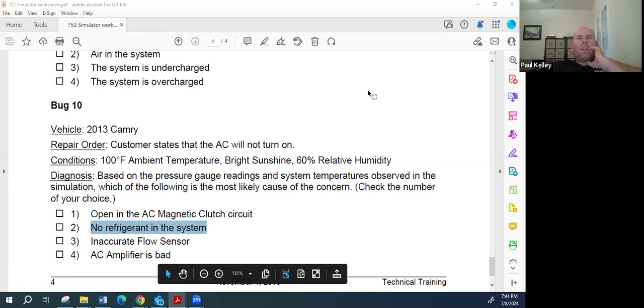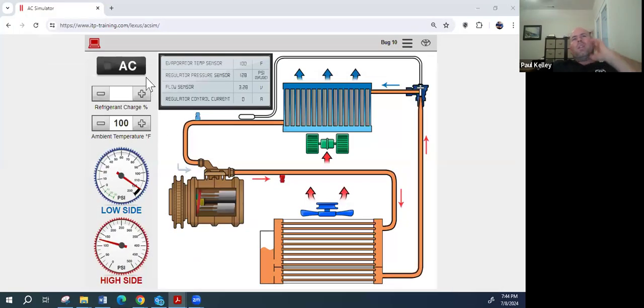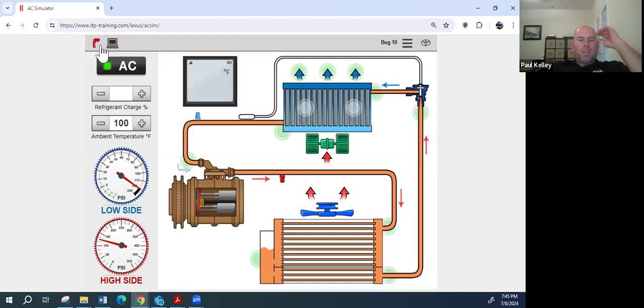So open in the mag clutch, inaccurate flow sensor, AC amplifier is bad. Okay, we turn the AC on. What happened? I turned the AC on. Did the compressor kick? Clutch didn't engage. There you go. Jimmy got him. It's 100, it's 100, it's 100 everywhere because this is all the static pressure. Yeah, you push the button and the button's green, but it didn't kick the compressor, so static pressure is all you got. Matter of fact, static pressure is all you're gonna get because it's static. The compressor's not moving anything.